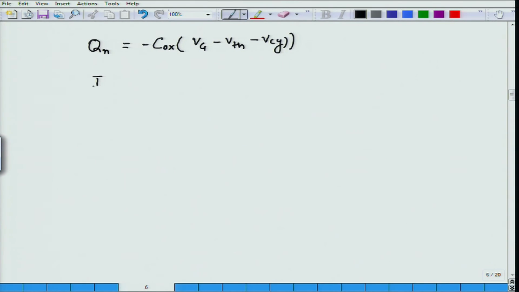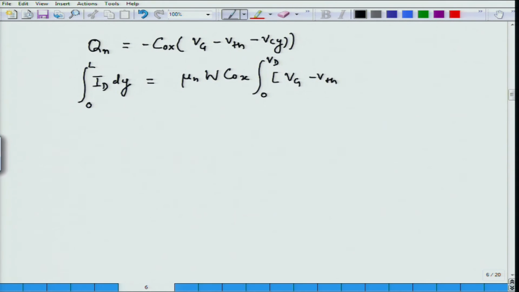And if I now put it back into I_D, the current at any particular point, the total current has to be obtained by integrating it over the whole channel length, the total charge that is moving: mu_n W C_ox times the integration from 0 to the drain voltage of (V_g minus V_threshold minus V(y)) dV. Now, if one integrates this, one gets an expression for I_D.